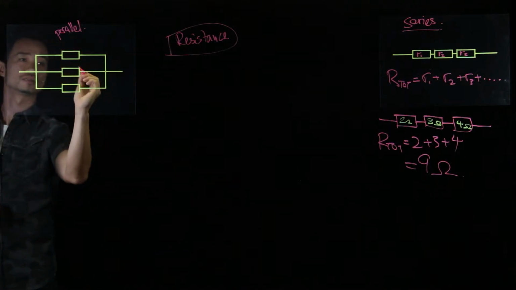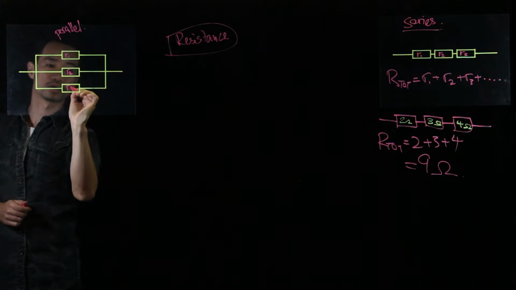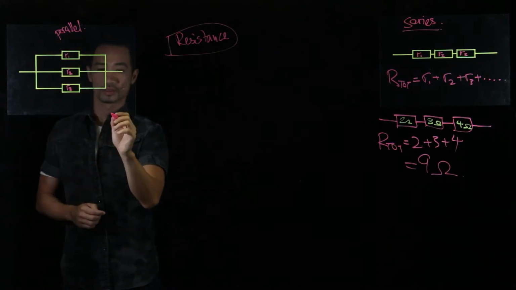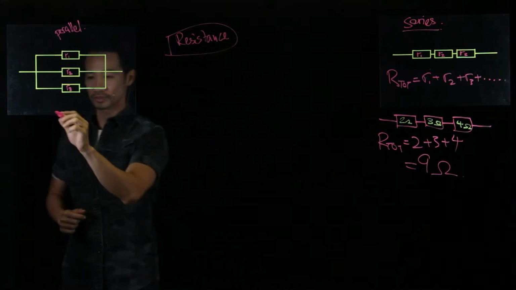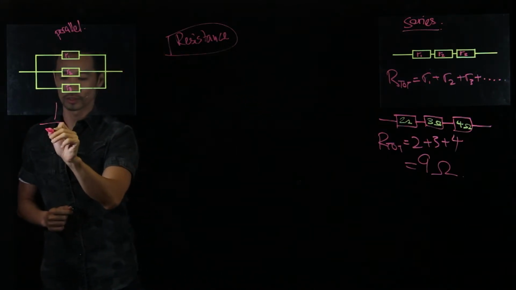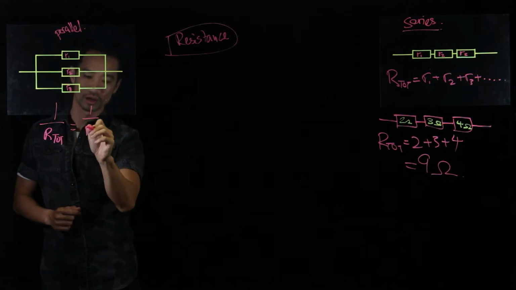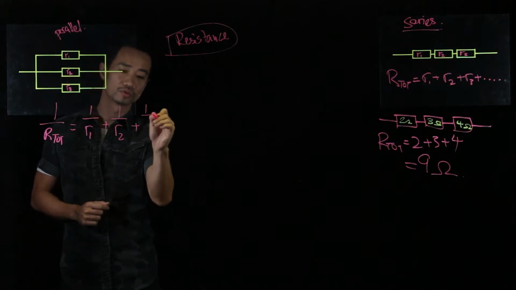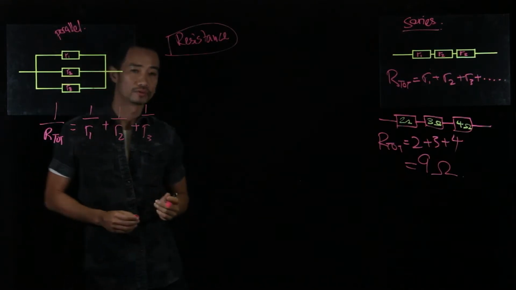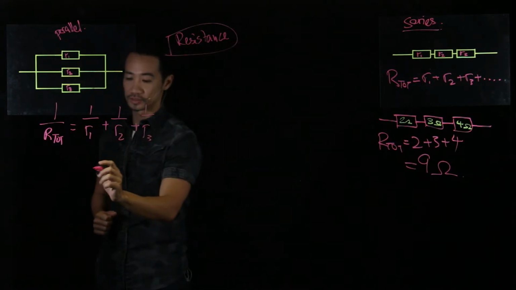Okay, parallel right now. So again, let's say this is R1, R2, and R3. Okay, so this is slightly more complicated, but you will get there. 1 over R total is equals to 1 over R1 plus 1 over R2 plus 1 over R3. Okay, so it's much easier to illustrate this using numbers.